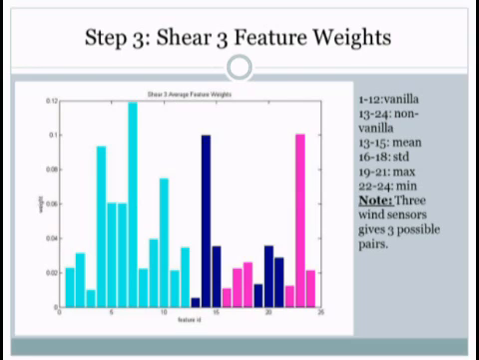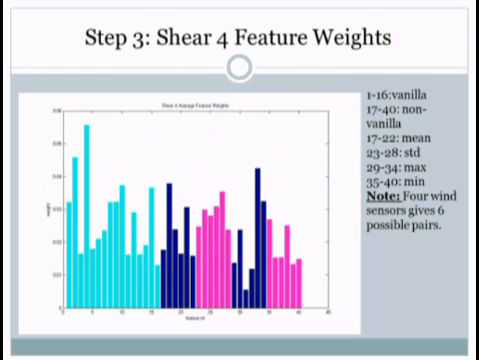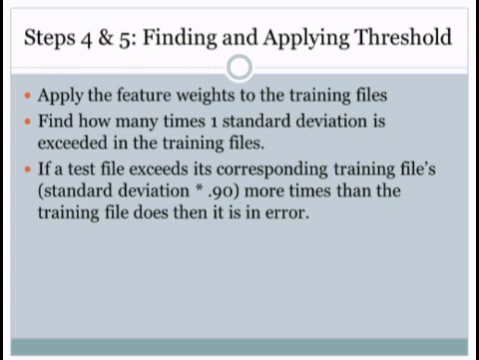And then for each of those, and that's where you get the 3 here, and then for each of those pairs, you're measuring a different statistic, right? Mean, min, max, or standard deviation of the wind speed. And so that's why I have 4 bars here. And then for shear 4, it's similar with 16 vanilla because 4 sensors and 4 statistics, and the same reasoning for the non-vanilla. No point repeating myself.